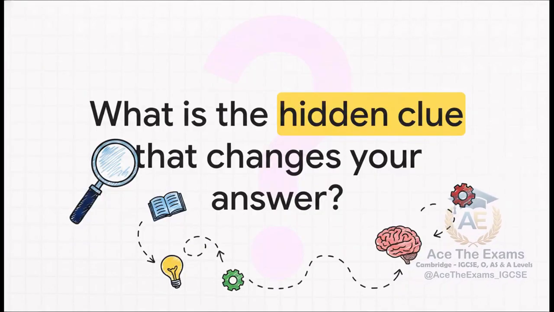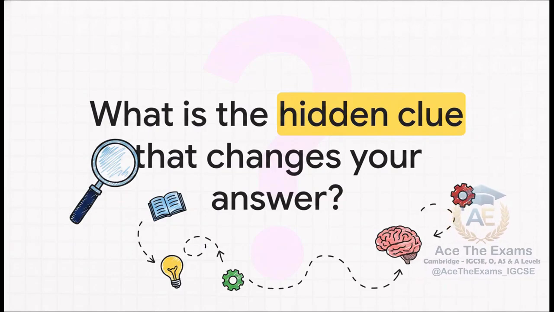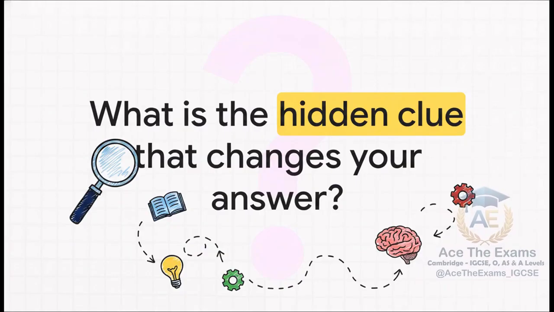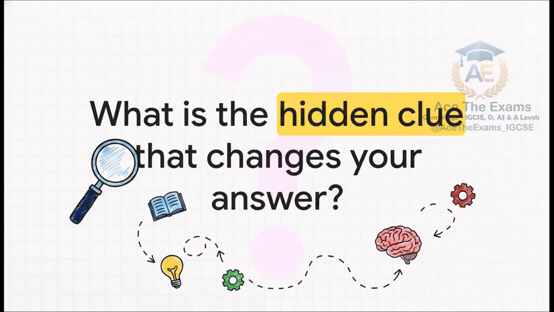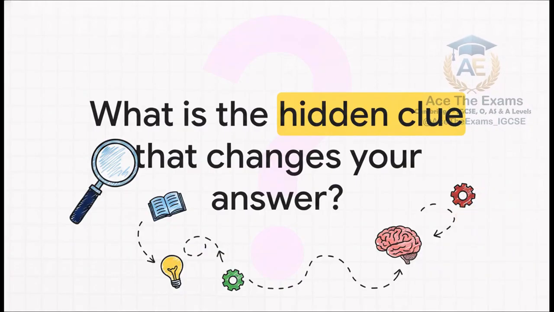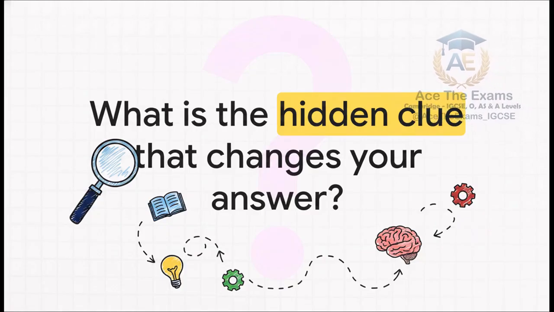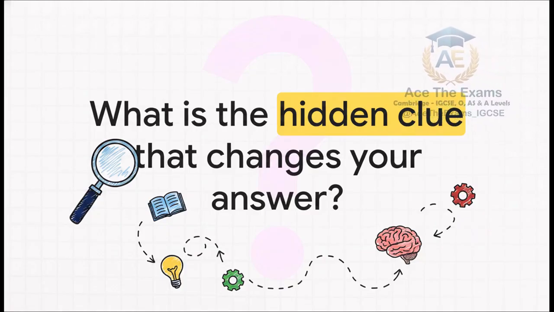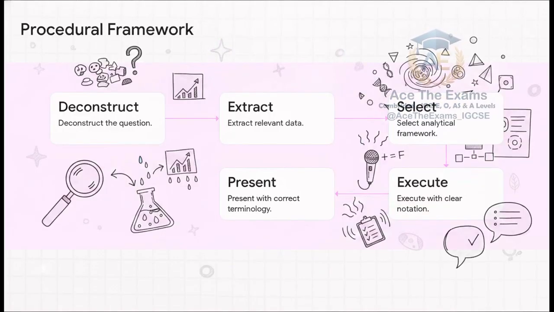But here is a vital question for you to chew on. What is the single hidden examiner clue that changes your answer completely? In just a moment, I'm going to show you exactly what this clue is and how it totally flips your whole exam approach. But first, you really need to master the procedural framework that makes spotting that clue completely obvious in the first place. And that framework is what we call the method mark strategy.